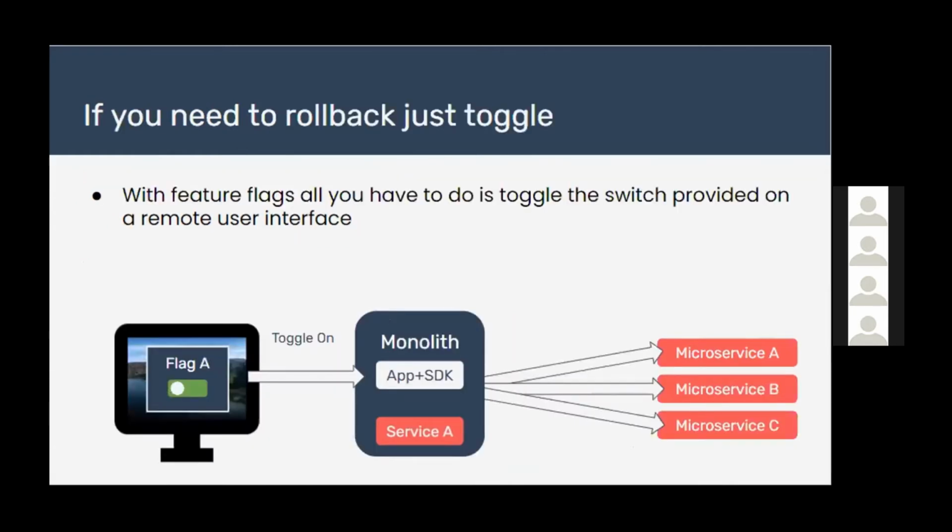To further emphasize the efficiency and convenience of feature flags, let's go back to the example where microservice A went down. Now on the left, the engineer only needs to toggle off the flag corresponding to microservice A. The SDK will be notified of the change so that future requests, instead of going to microservice A, will now route to service A, the internal monolith code. And it's especially important to note that this will not affect the activity of other microservices.